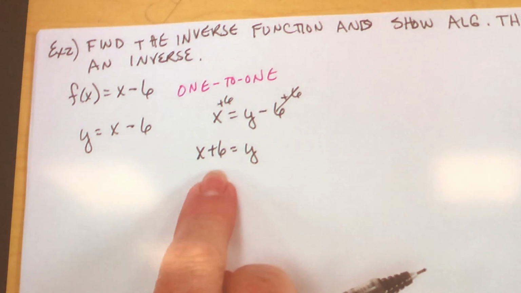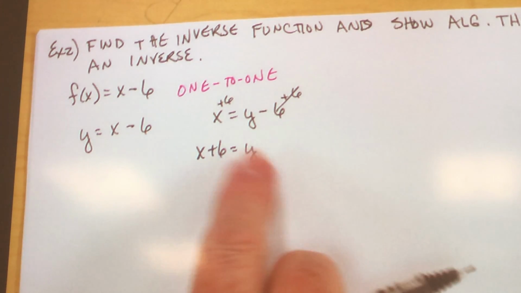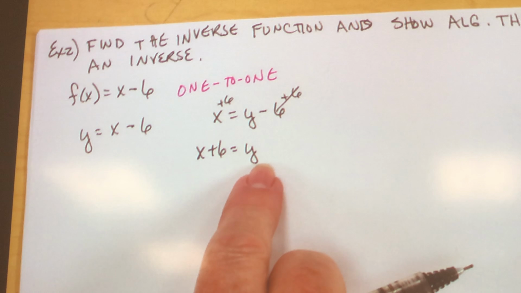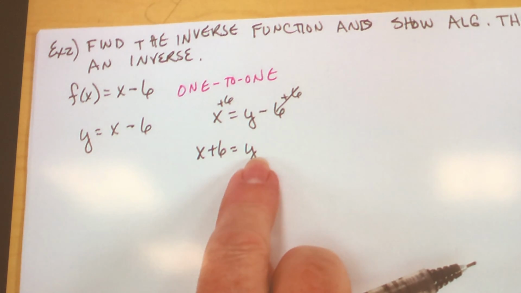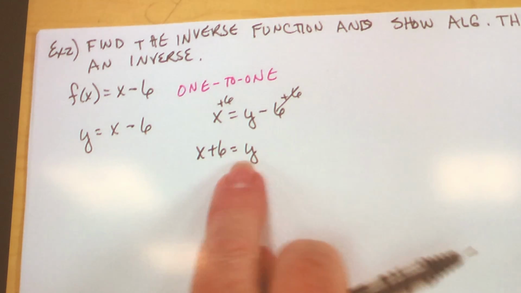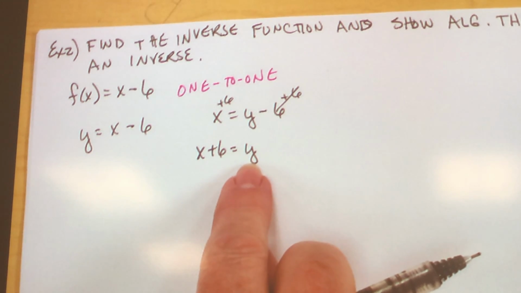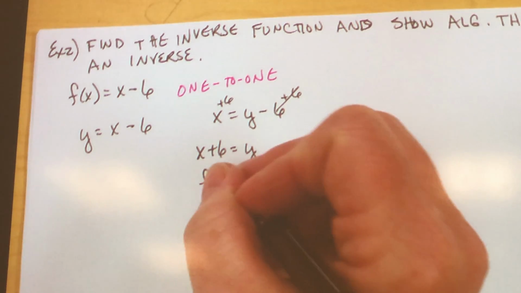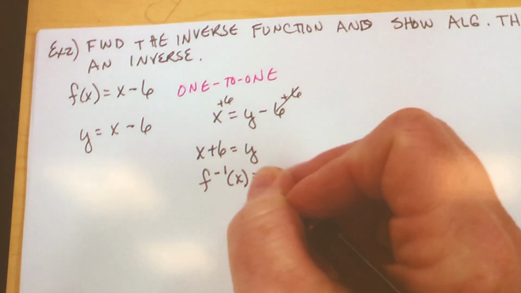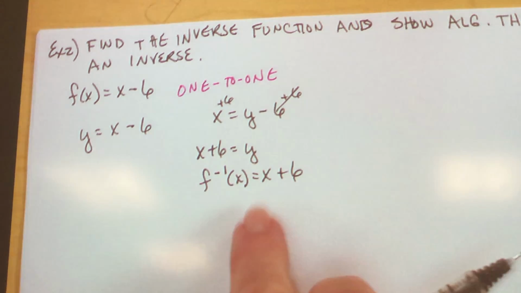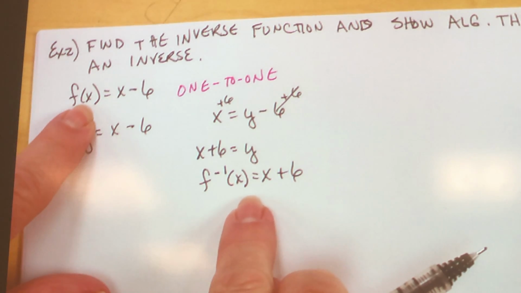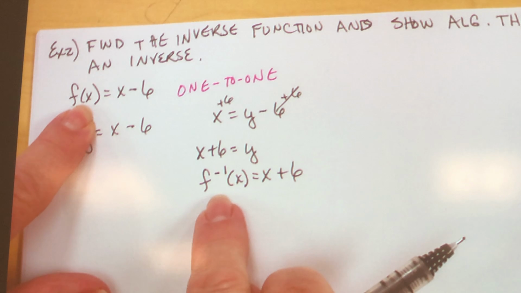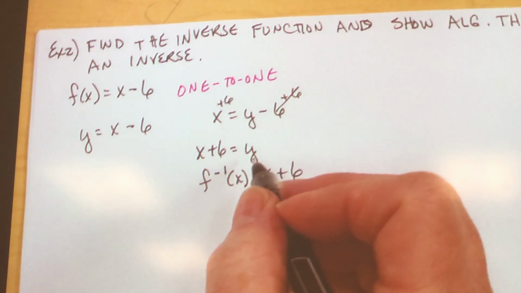That's my inverse function. How do I show someone that it's an inverse function? I replace that y with f inverse of x. Because right now I look at it and I don't know what that means. But now I'm going to rewrite it as f inverse of x is equal to x plus 6. So now I look at these two functions and I say, here's the function and here is its inverse. So this is my first answer.